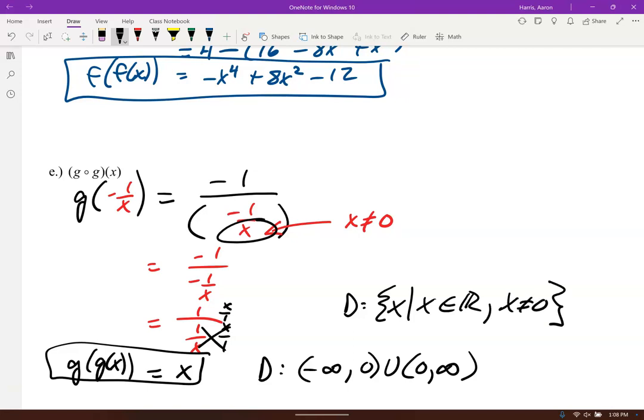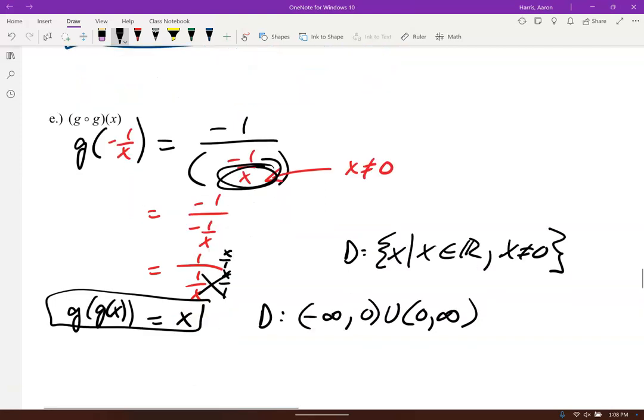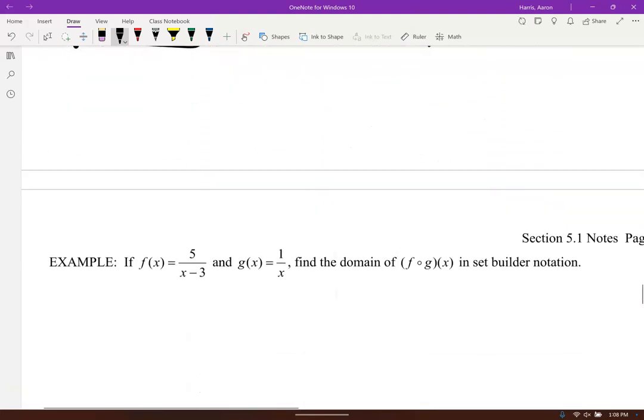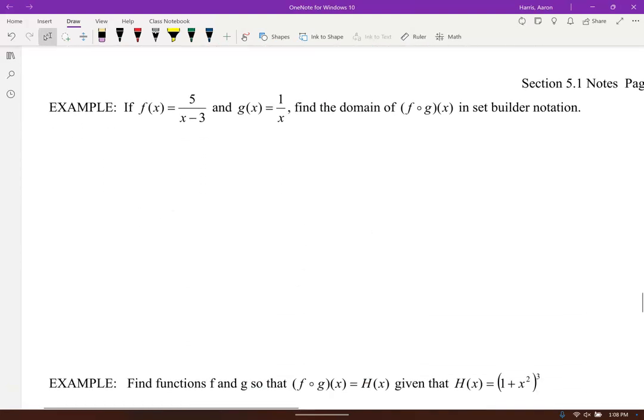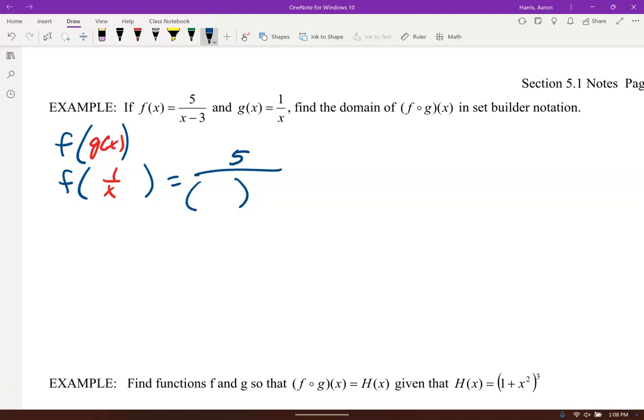All right? Again, as soon as you plug it in, take a look at it at that point. And we'll do some more with these domains and ranges. So let's do one here with this domain and range, and I'll show you another example of that. So I'm trying to find f of g of x here. So I have f of, and my g of x on this one is 1 over x. So 1 over x going into f. All right, our f is 5 over x minus 3. Put the g in.